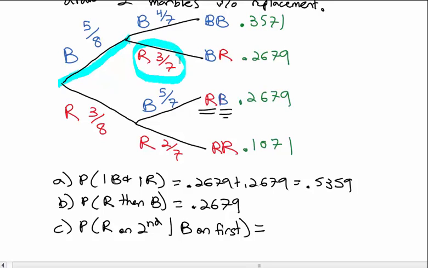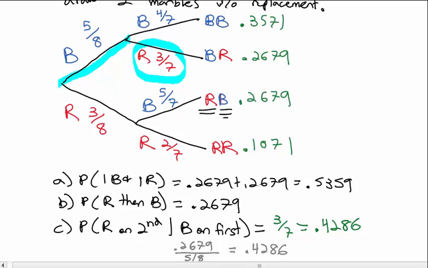Well, that probability is right here on the chart. There's a 3 out of 7 chance, or as a decimal, 0.4286. But we could have also gotten that using our formula. Our formula says we want the probability both occur divided by the probability of the first. The probability that both occur, red then blue, we just found out was 0.2679, divided by the probability of blue on the first, which is 5/8. And if you put that in your calculator, you get 0.4286 as well.